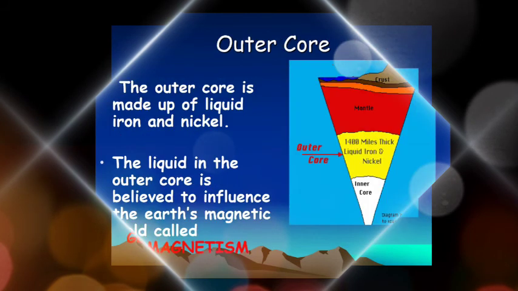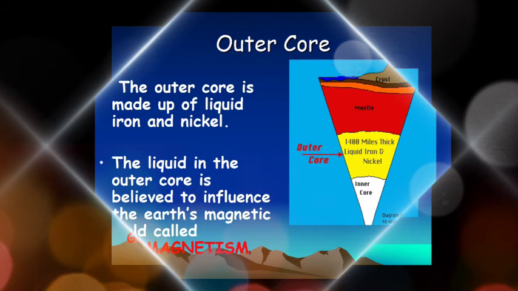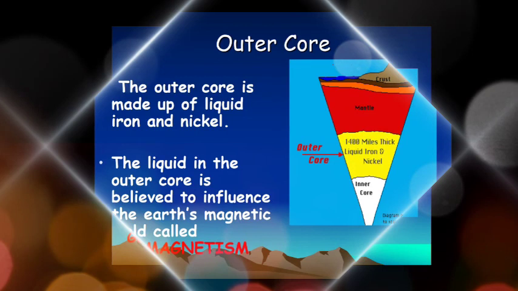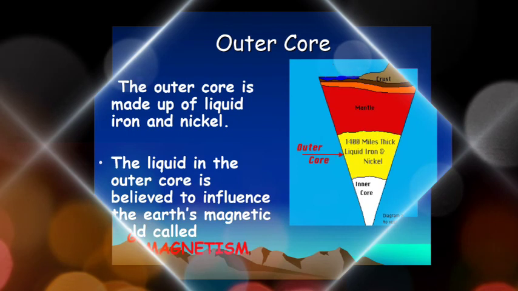Let us proceed now with the two divisions of core. We have the outer core. Outer core is made up of liquid iron and nickel. The liquid in the outer core is believed to influence the Earth's magnetic field called geomagnetism. So, outer core is very important in terms of its magnetic influence on the Earth.